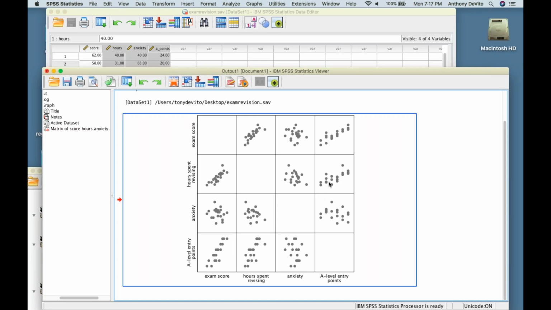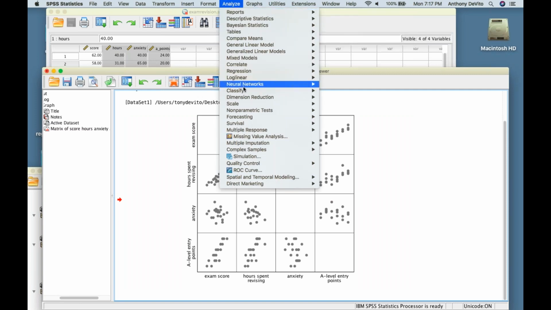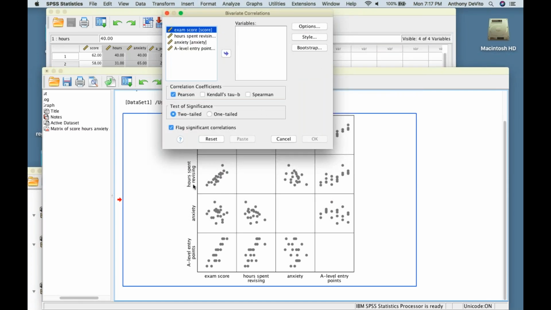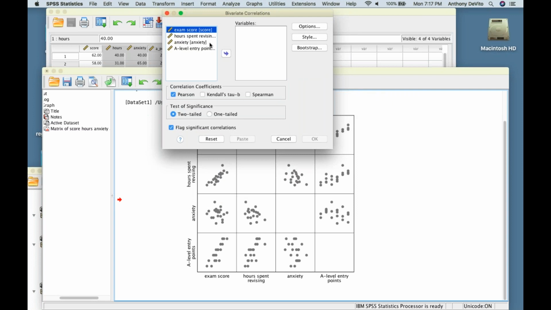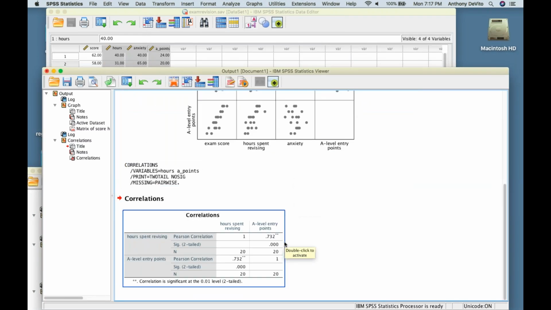Doesn't look to me like that's going to be a problem, but we can actually analyze that if we want. Let's give it a try. Analyze, Correlation. Let's just look at bivariate, because I only want to know about hours revising and A-level entry point. So what we get there. Okay, now our value is 0.73. Not ideal, but not over 0.9. So I'm okay with that. We're going to keep that variable in.